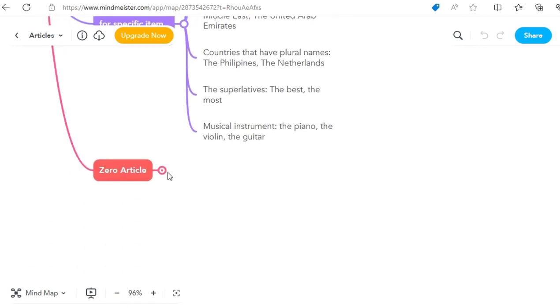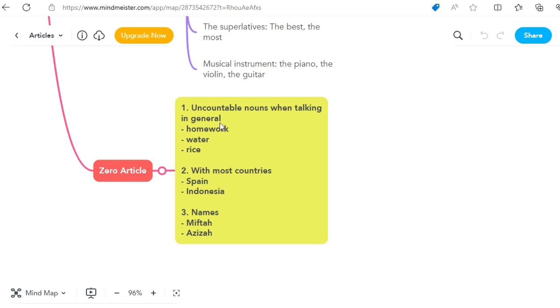Now let's move on to zero article. We don't need to use any article when we mention uncountable nouns when talking in general, like homework, water, rice. And for most countries like Indonesia, Spain, we don't need to put any article there. Also, when we mention names like Miftah, Aziza, we don't say the Miftah, the Aziza, like that.